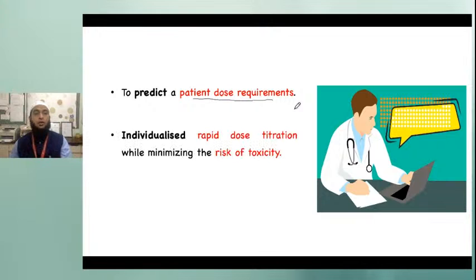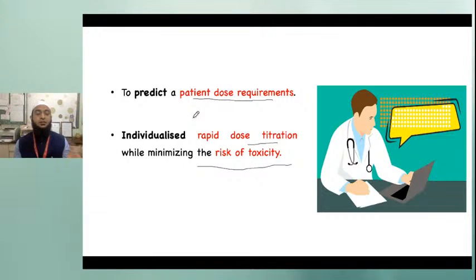Likewise, you can individualize rapid dose titration while minimizing the risk of toxicity. When you measure the plasma concentration, based on that you can guess at what dose there could be the possibility of toxicity, and at what dose there could be the possibility of optimum effect.